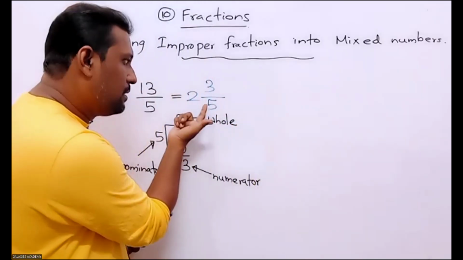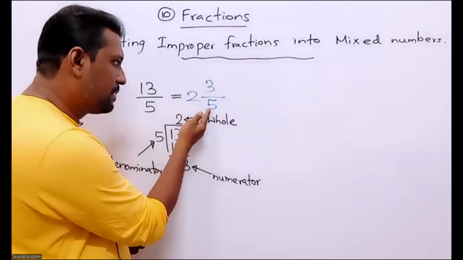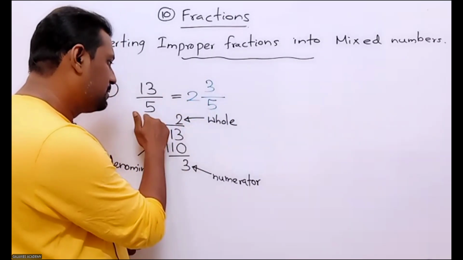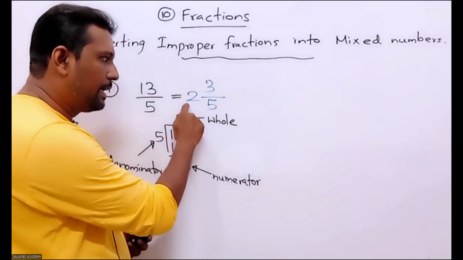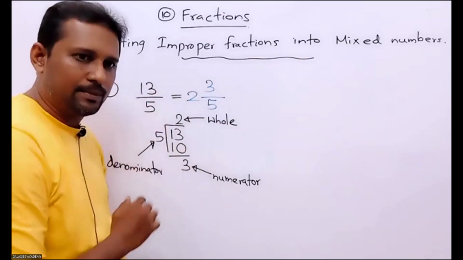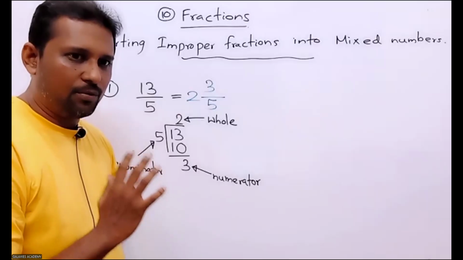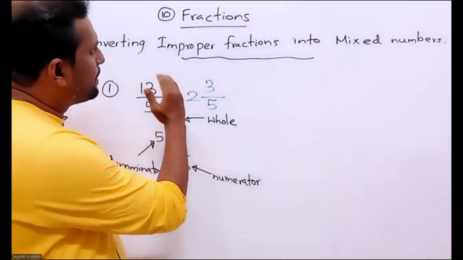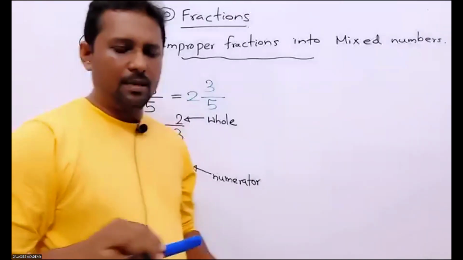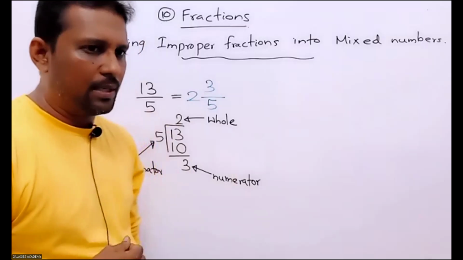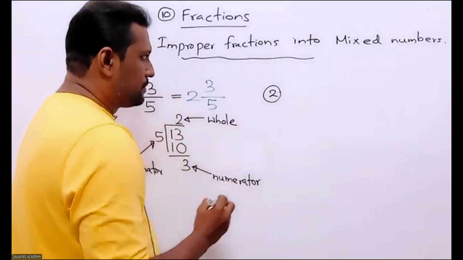You know how you can convert mixed numbers into improper fractions. Denominator is 5, it is okay. Numerator: 5 times 2 is 10. 10 plus 3 is 13. Correct. Right? Are you clear how you can convert improper fractions into mixed numbers? Right. Let's discuss another example. After that, you can note down. Look at the second example.